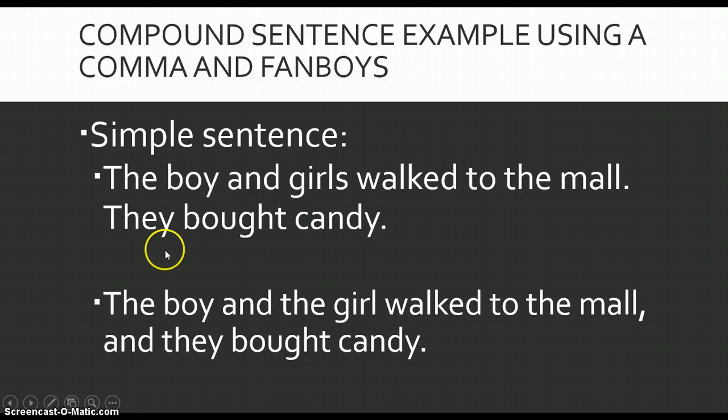In our first independent clause, we have a subject and a verb. In our second independent clause, we have one subject and one verb. We combine those two independent clauses with a comma and the coordinating conjunction of and.